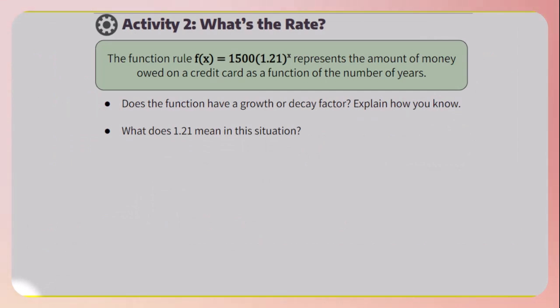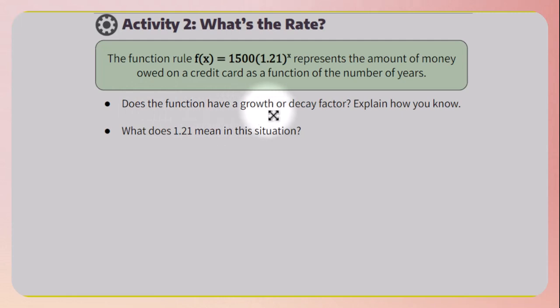Activity 2, what is the rate? You're given a function rule, f of x equals 1500 times 1.21 raised to the x power. Remember, x, whatever this number here, is always going to be our time increment. It's going to go along the x-axis when we graph it. This represents the amount of money owed on a credit card as a function of the number of years. So it looks like we're adding on 21% each year.